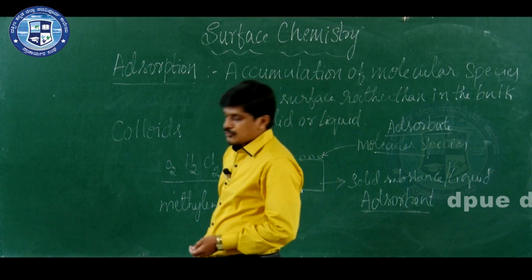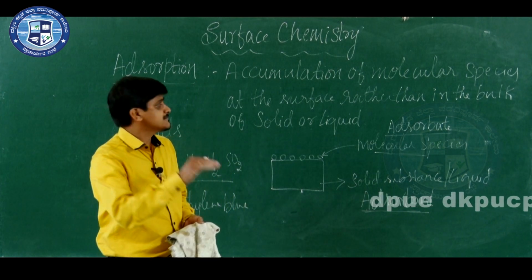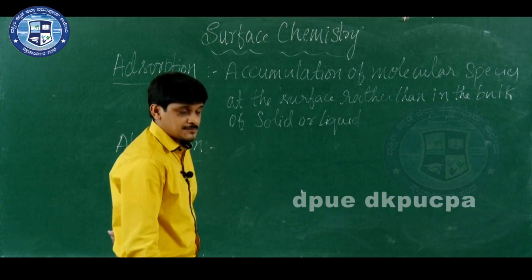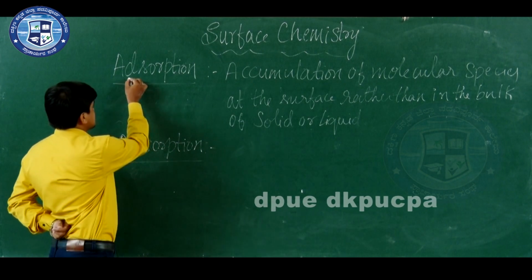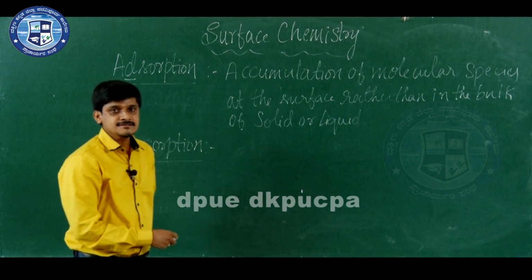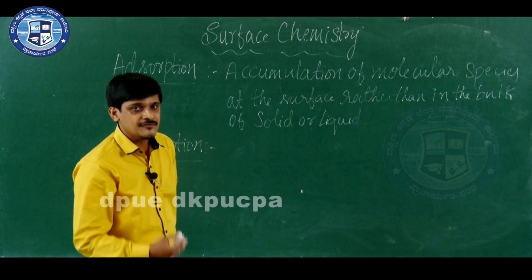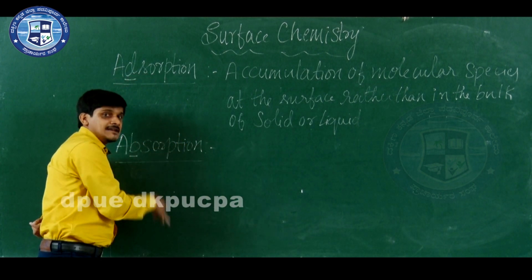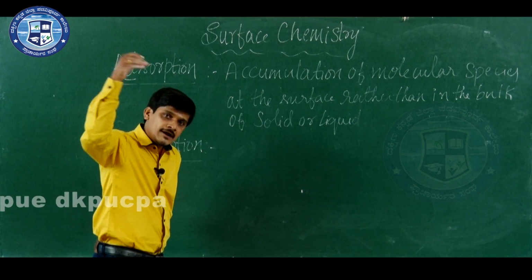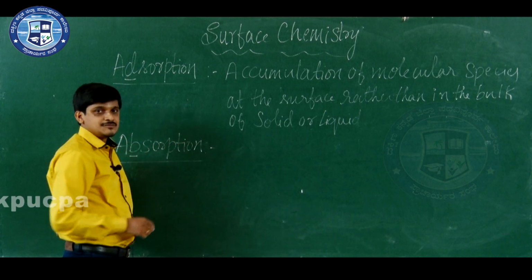Now we will move on to the next concept, that is absorption, and the difference between adsorption and absorption. What do you mean by absorption? This is AB, absorption, and that is adsorption, AD. Absorption means the phenomenon of accumulation or penetration of molecules into the bulk of the substance. Such a phenomenon is called absorption.